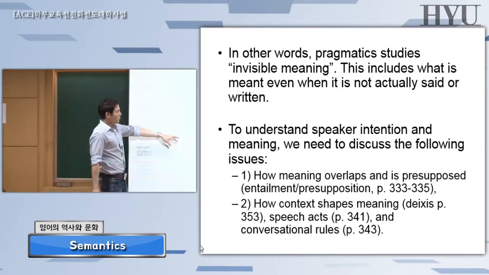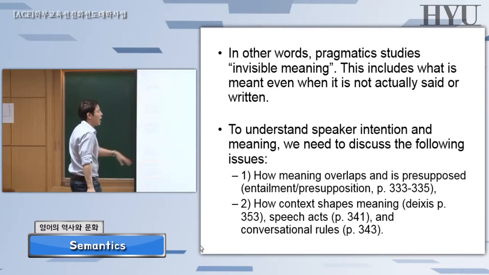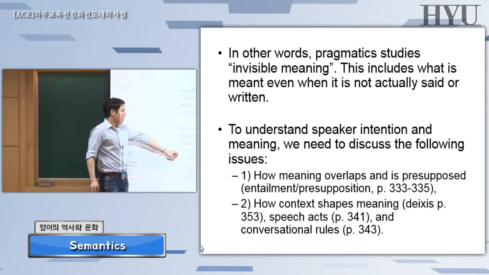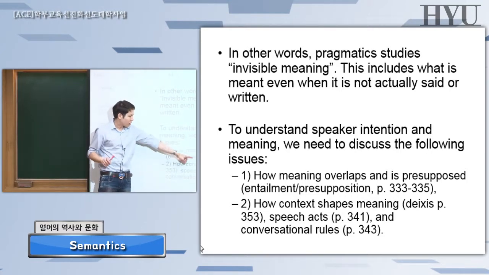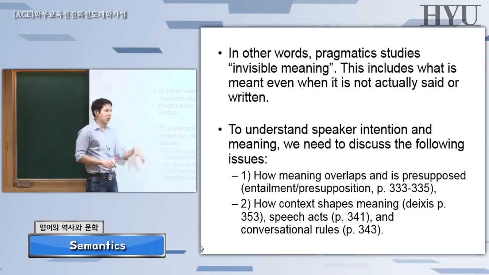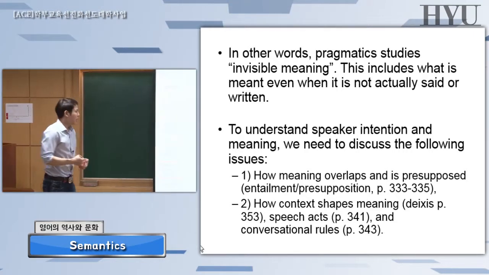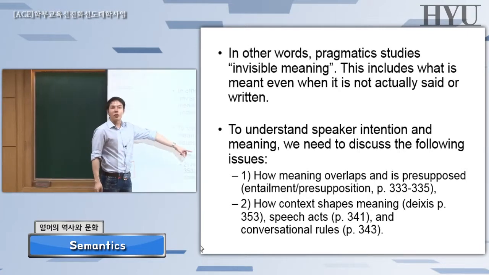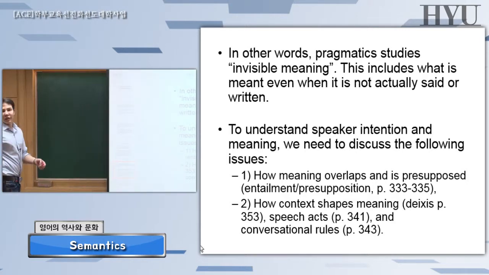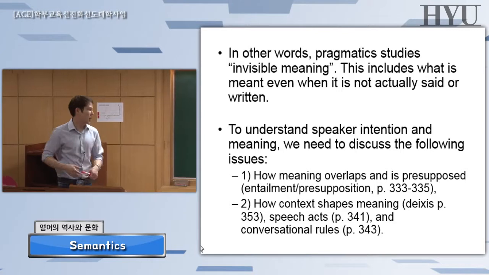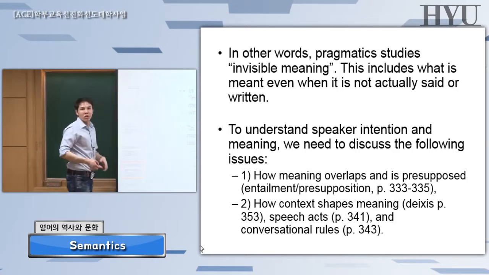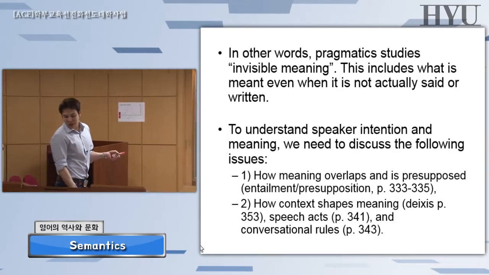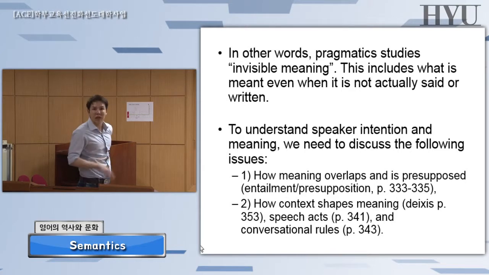And there are two main issues that we'll be studying in this class: how meaning overlaps and is presupposed. If you want a detailed explanation, in the textbook these are the two topics, entailment and presupposition, between those pages. And then how context shapes meaning: we'll look at deixis, we'll look at speech acts, and also conversation rules. So those are the pages in the book that are relevant to our topic. Today, I hope to do number 1, and next time I hope to do number 2. Okay? So how meaning overlaps and how meaning is presupposed, right? So we're looking at meaning in context now.